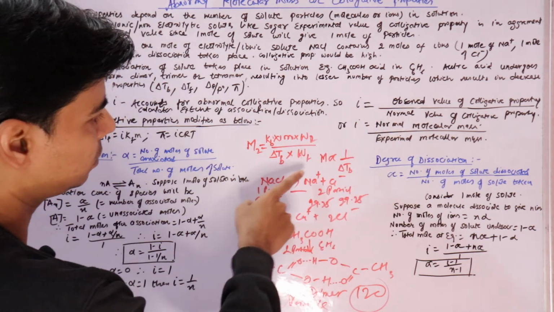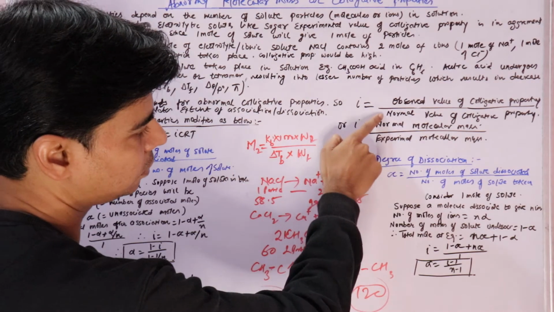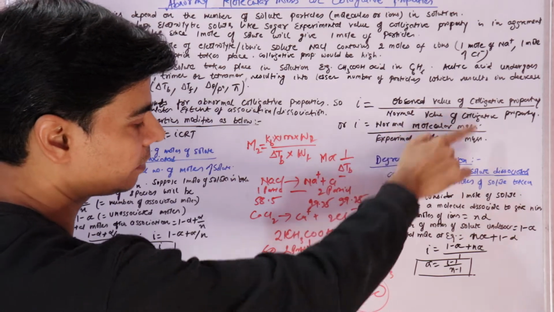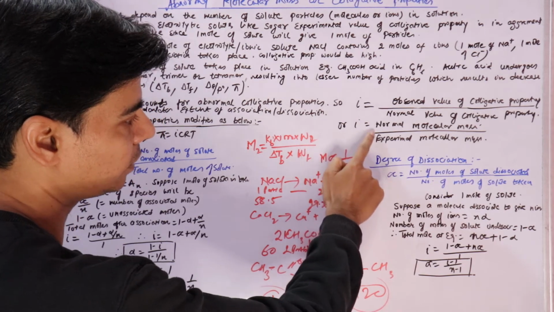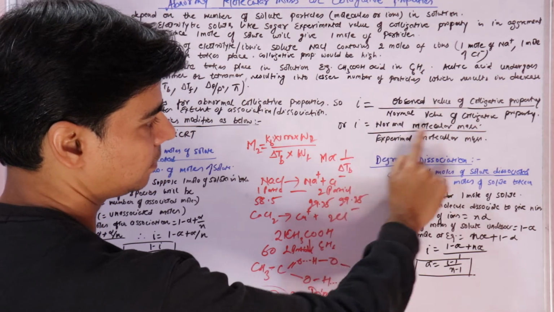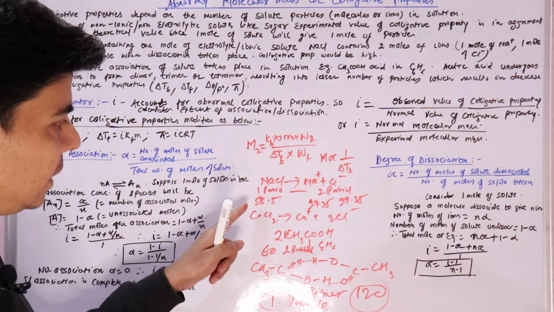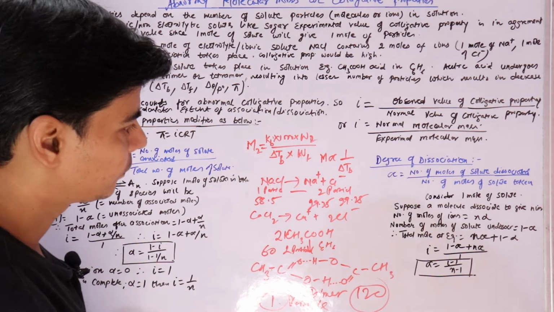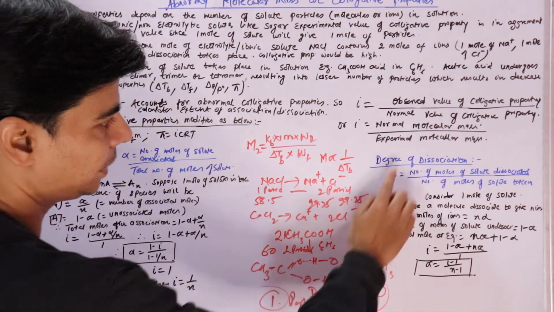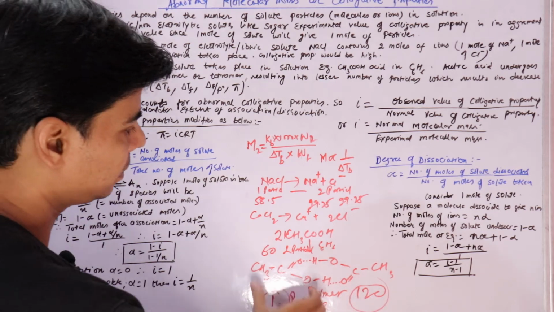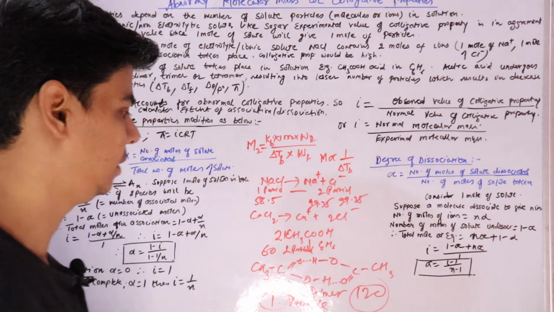And since we know that the colligative property is inversely related to molecular mass, here the normal one is below. So since molecular mass is inversely related to colligative property, the i factor, which is Van't Hoff factor, we can write the same as normal molecular mass upon experimental molecular mass. In case of association, the normal molecular mass is less compared to experimental, and in case of dissociation, the normal molecular mass is greater compared to experimental.